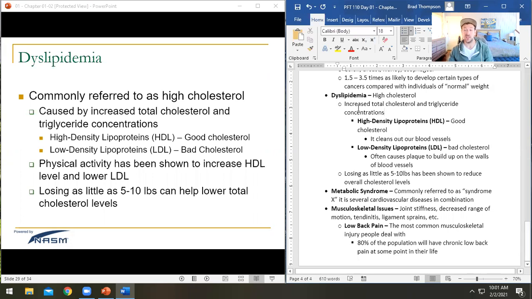And so we know that high cholesterol is even associated with high sugar diets. It's not always about the cholesterol you eat.